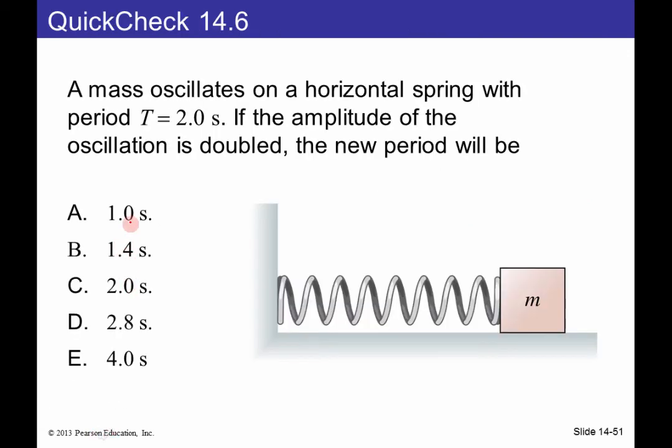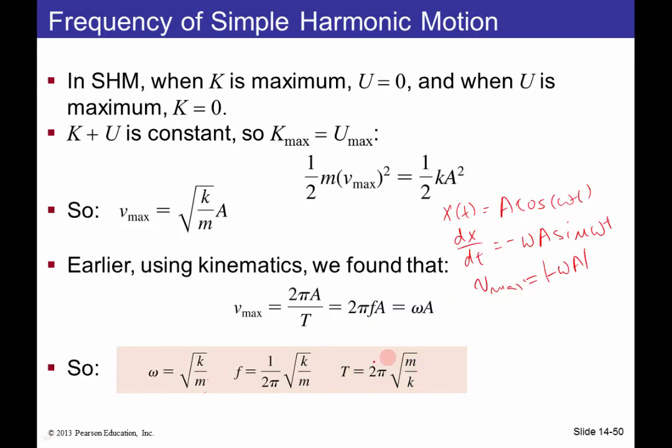Okay, so we have a question here. A mass oscillates on a horizontal spring with a period of T equals 2.0 seconds. If the amplitude of the oscillation is doubled, the new period will be 1, 1.4, 2, 2.8, or 4. Take a minute. And the answer is 2. The period won't change, simply because the period does not depend on the amplitude. It only depends on the mass and the spring constant.